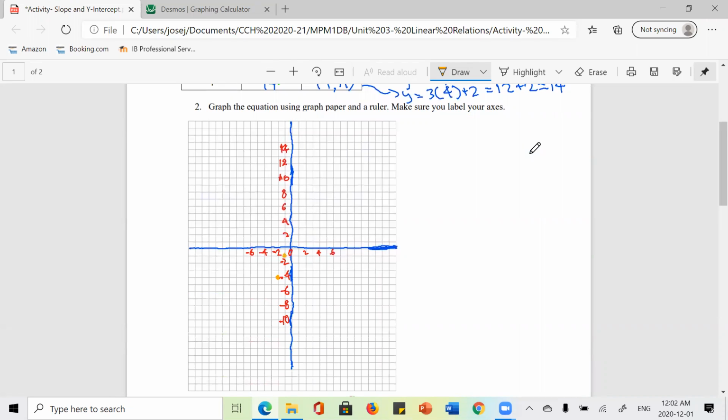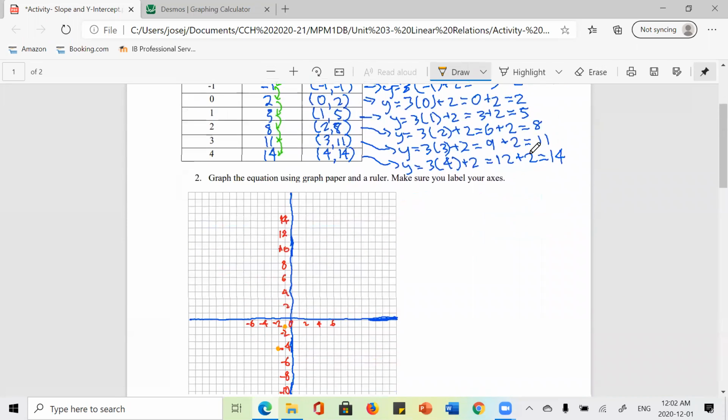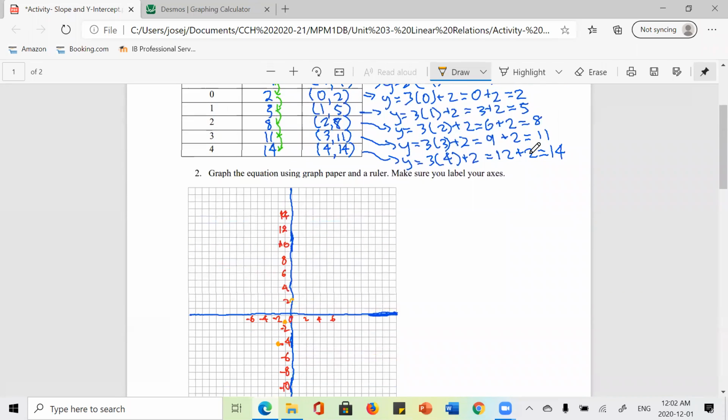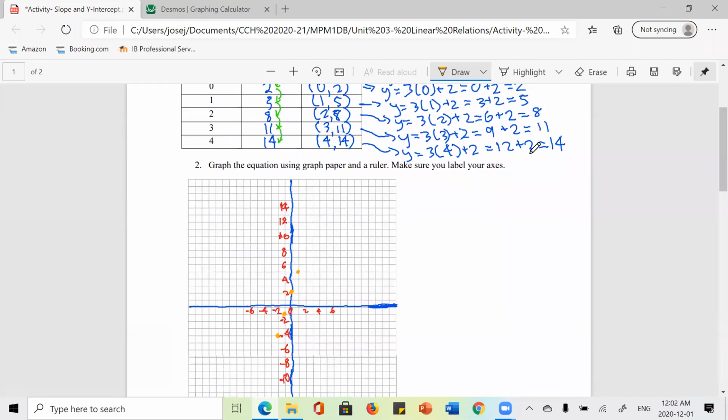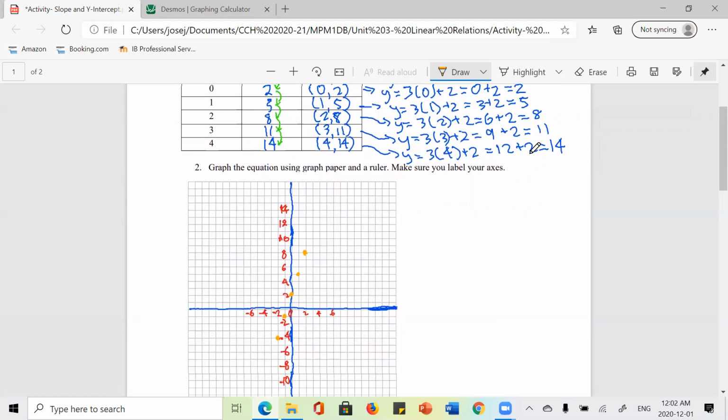And then I have my next point, which is 0 and 2. My graph is a little off because I obviously did not use a ruler. 0 and 2 is right there. Then I have 1 and 5. 1 and 5 is right here. And then I have 2 and 8, right there. 3 and 11, and finally 4 and 14.